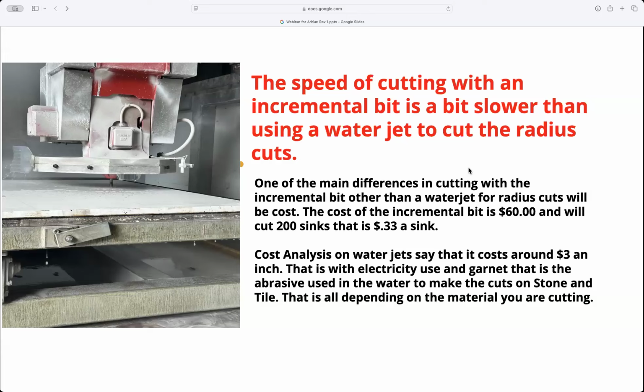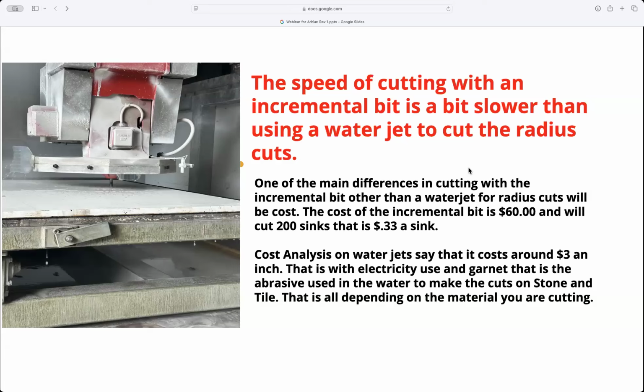But on this comparison he did, this was just with quartz and granite, not quartzite, though it will also cut the quartzite. It was $60 a bit, and it would do 200 sinks, and that's 33 cents a sink. In comparison, you've got a Sawjet running $3 an inch, so you have to do the math on that one. I mean, that sink right there could cost you $40. That's just the water jet portion.